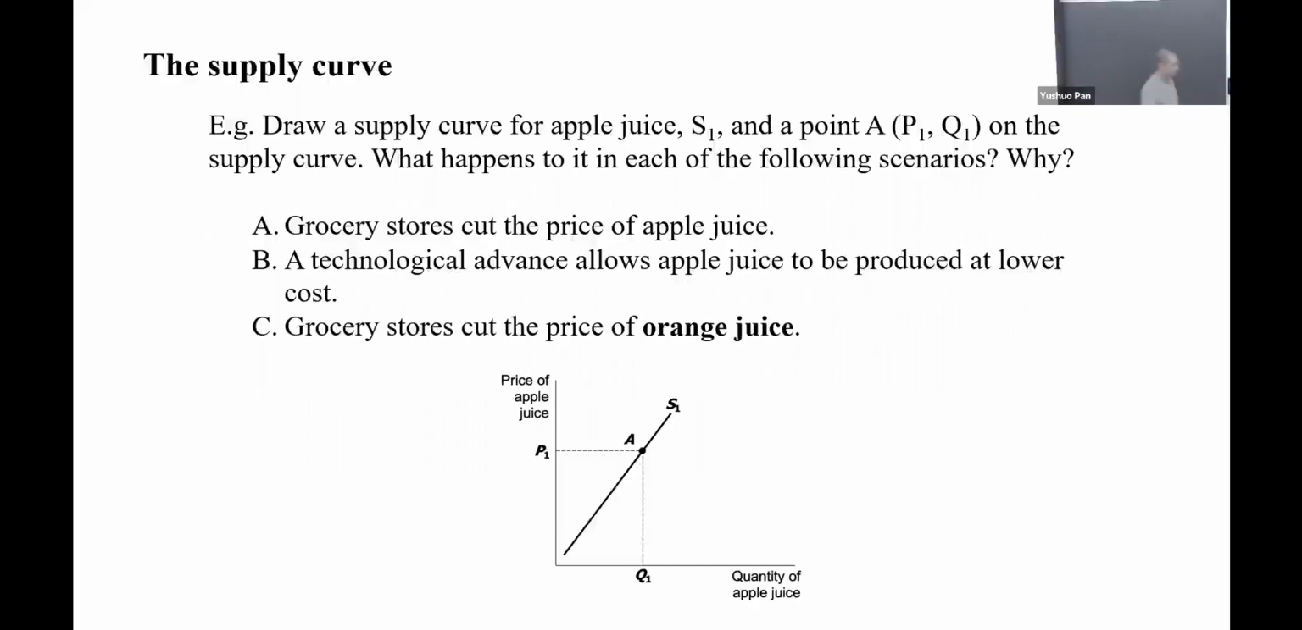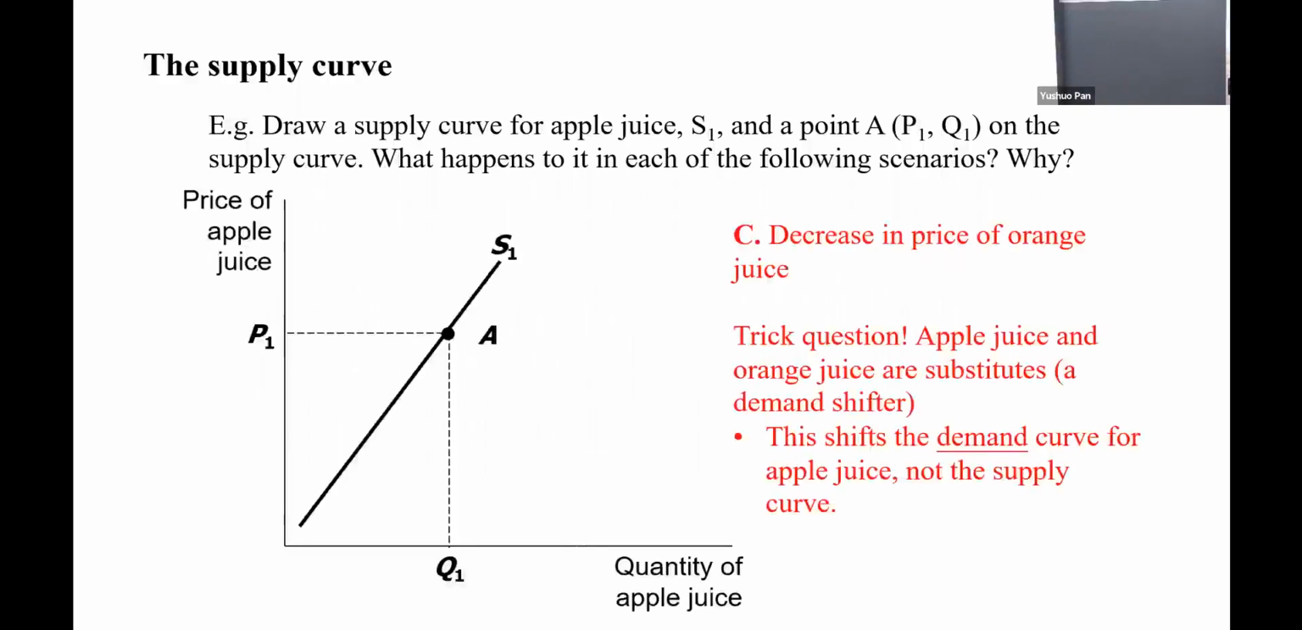What will happen? The answer is nothing, because that's not the determinant for the supply curve. The substitute or the complements. So a decrease in the price of orange juice: apple juice and orange juice are substitutes, but that is a demand shifter. And this shifts the demand curve for apple juice, not the supply curve. So the supply curve in this case doesn't change.